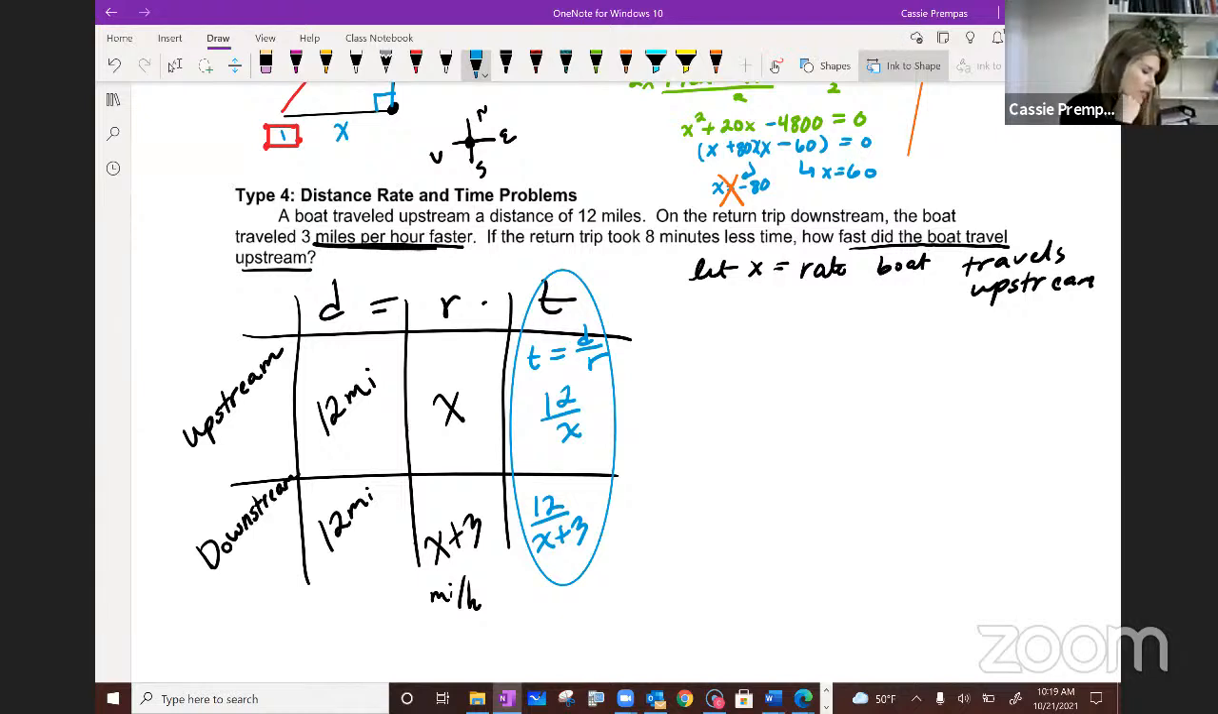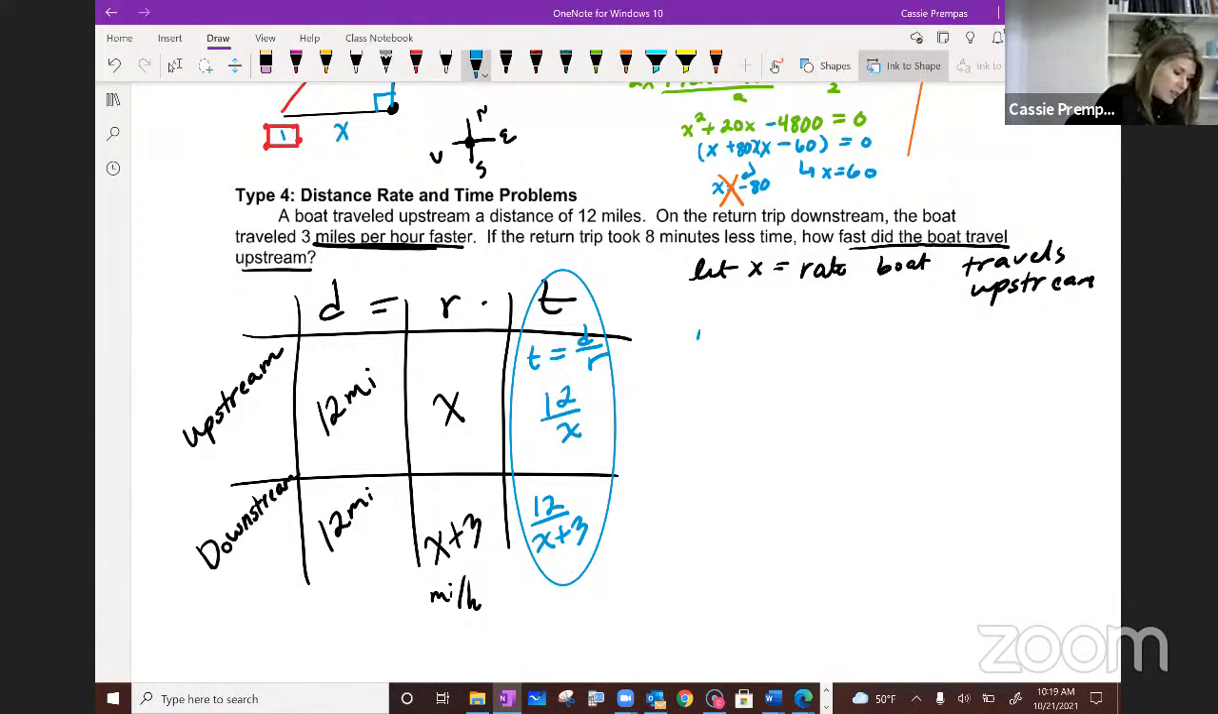So what does it say about the time going upstream and downstream? It says the return trip took 8 minutes less time. So as I'm thinking about how to set up the equation, I want to make sure to process which one is taking longer, upstream or downstream. And you would think upstream is taking longer, downstream is taking less time. So if I want to equate the two values, there's really two ways that we could do it.